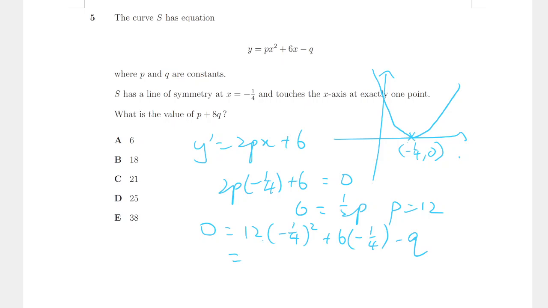So this is 3/4 minus 3/2 minus q. So what's q? q is negative 3/4, just by solving the equation. Good. So p plus 8q is 12 plus 8 times negative 3/4. What is this? 12 minus 6, which is 6. So the answer is A.